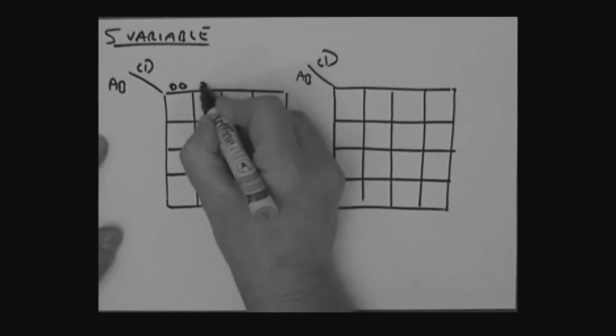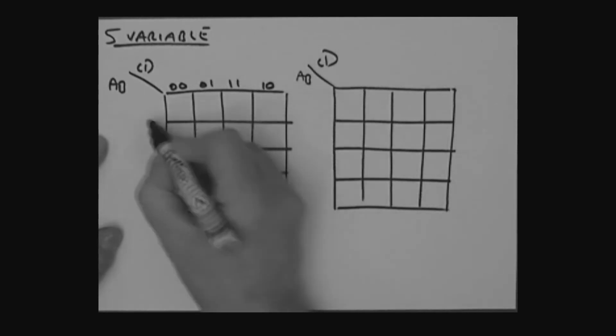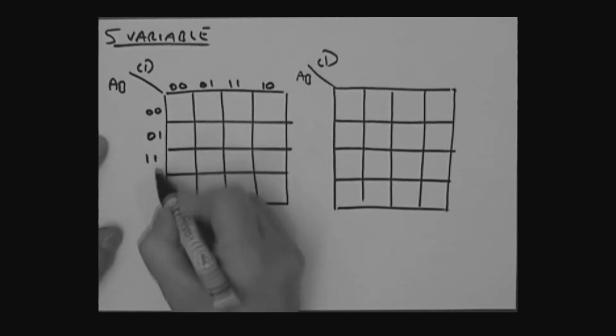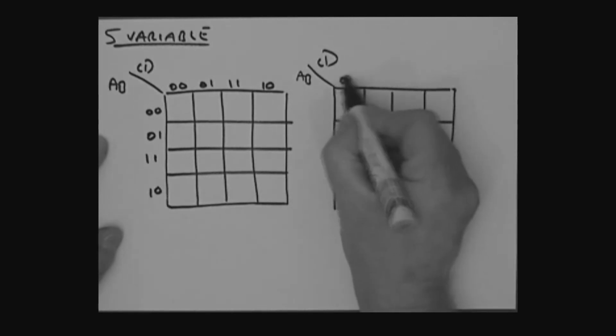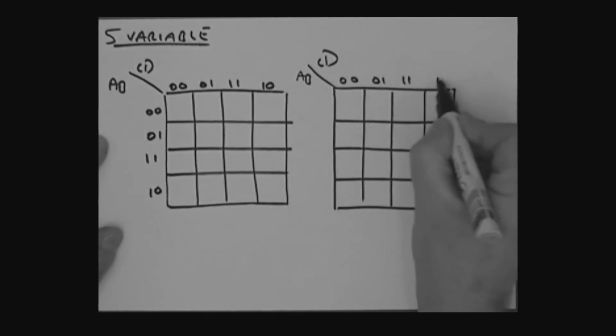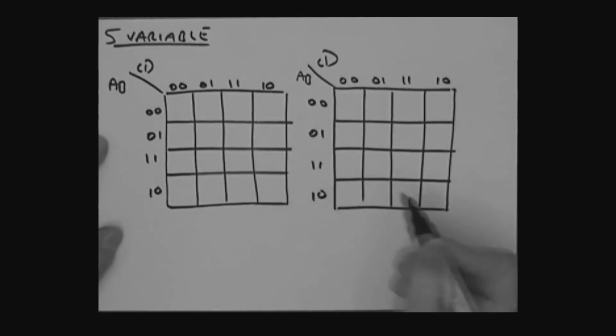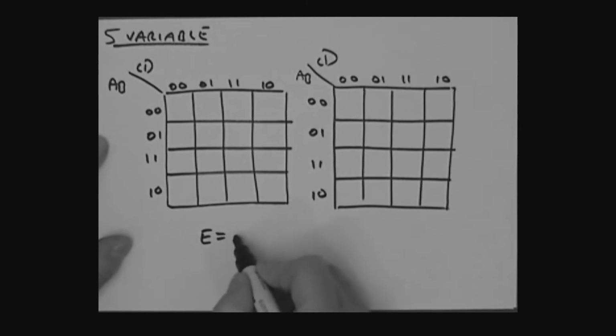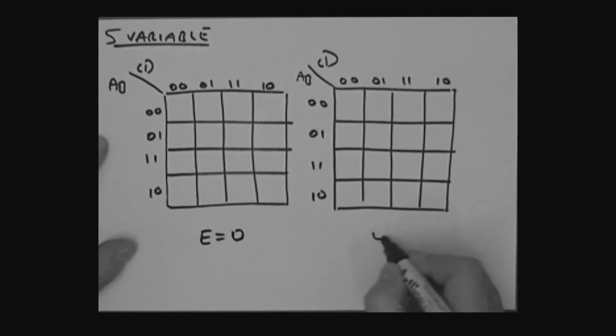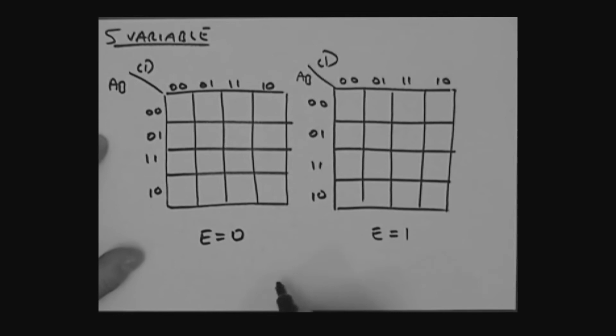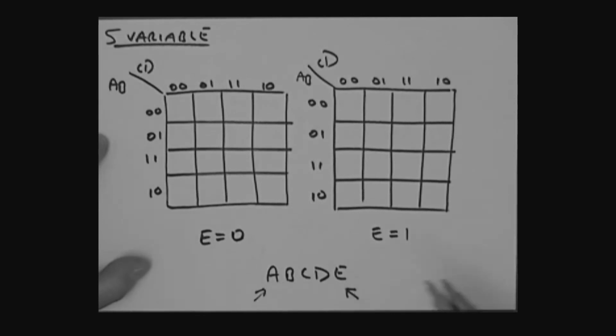Let's put in our variables here. This is 0, 0, 0, 1, 1, 1, 1, 0, 0, 0, 0, 1, 1, 1, 1, 0. Again over here, 0, 0, 0, 1, 1, 1, 1, 0, 0, 0, 0, 1, 1, 1, and 1, 0. This would be the E equals 0 map, and this is the E equals 1 map. And we're looking at product terms A, B, C, D, E. So A is the most significant bit, and we're saying that E is the least significant bit.